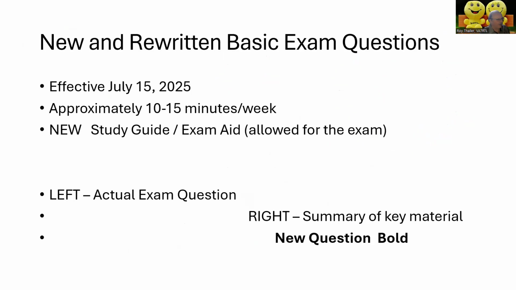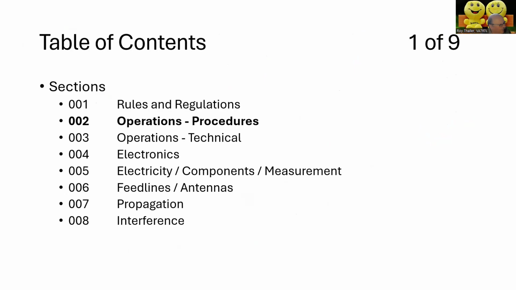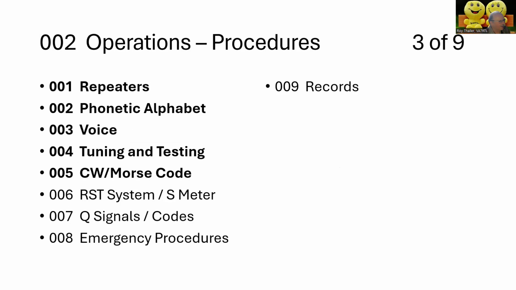So this new exam is effective July 15th, and the new questions are shown in bold. So we completed rules and regulations. So this is the next section on procedures. And then 3 onwards gets into the more technical aspects of amateur radio. So today we'll start off by looking at repeaters, phonetic alphabet, voice, tuning and testing, and CW Morse code. And then we'll continue with the next part.